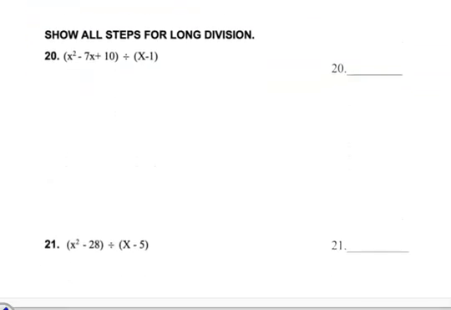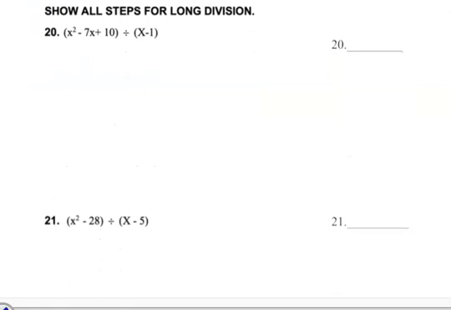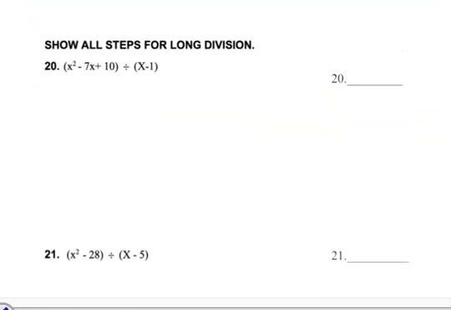Okay, we're down to our last two here. x squared minus 7x plus 10 divided by x minus 1. This is long division because we have a binomial that we're dividing by. I think on the real test, the directions tell you when to do long division, just like this does. But what we're going to do is put x minus 1 outside. We're going to put x squared minus 7x plus 10 inside.